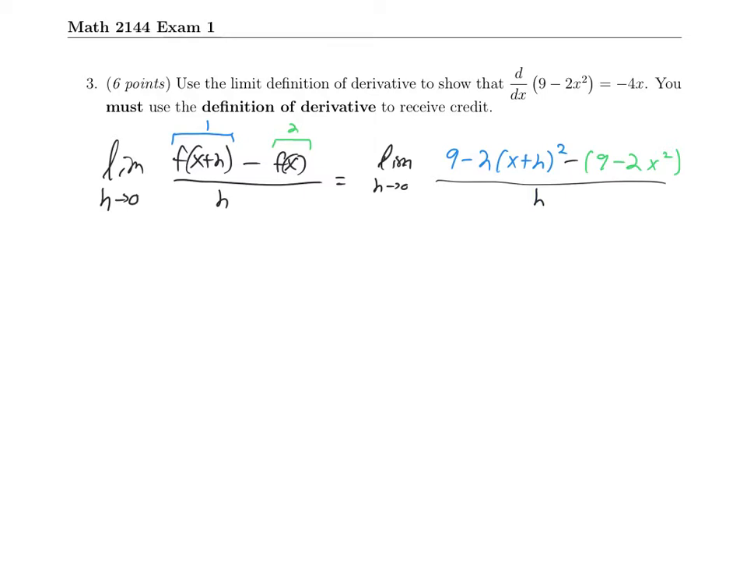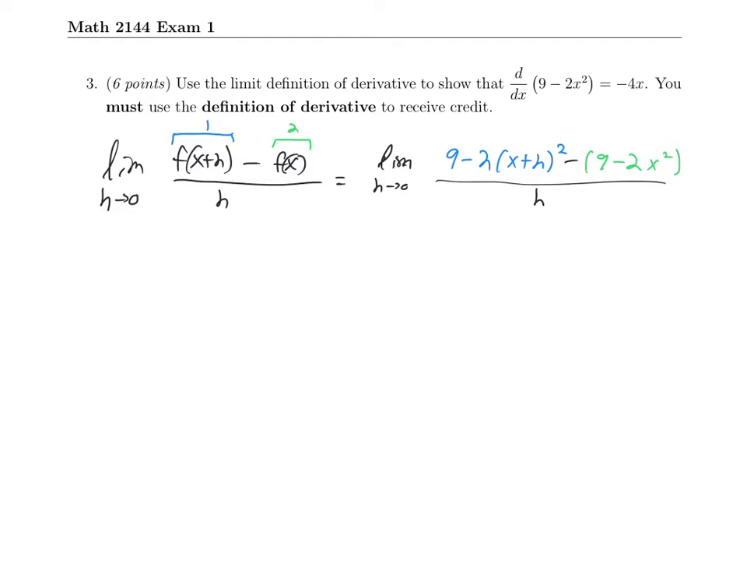The idea is that we can't take the limit right now, because if we plug 0 in for h, we'll have something that's undefined. So what we need to do is work it out a bit and simplify it so that hopefully we can cancel the h off the bottom. The first thing I see that we can do is distribute the x plus h squared.